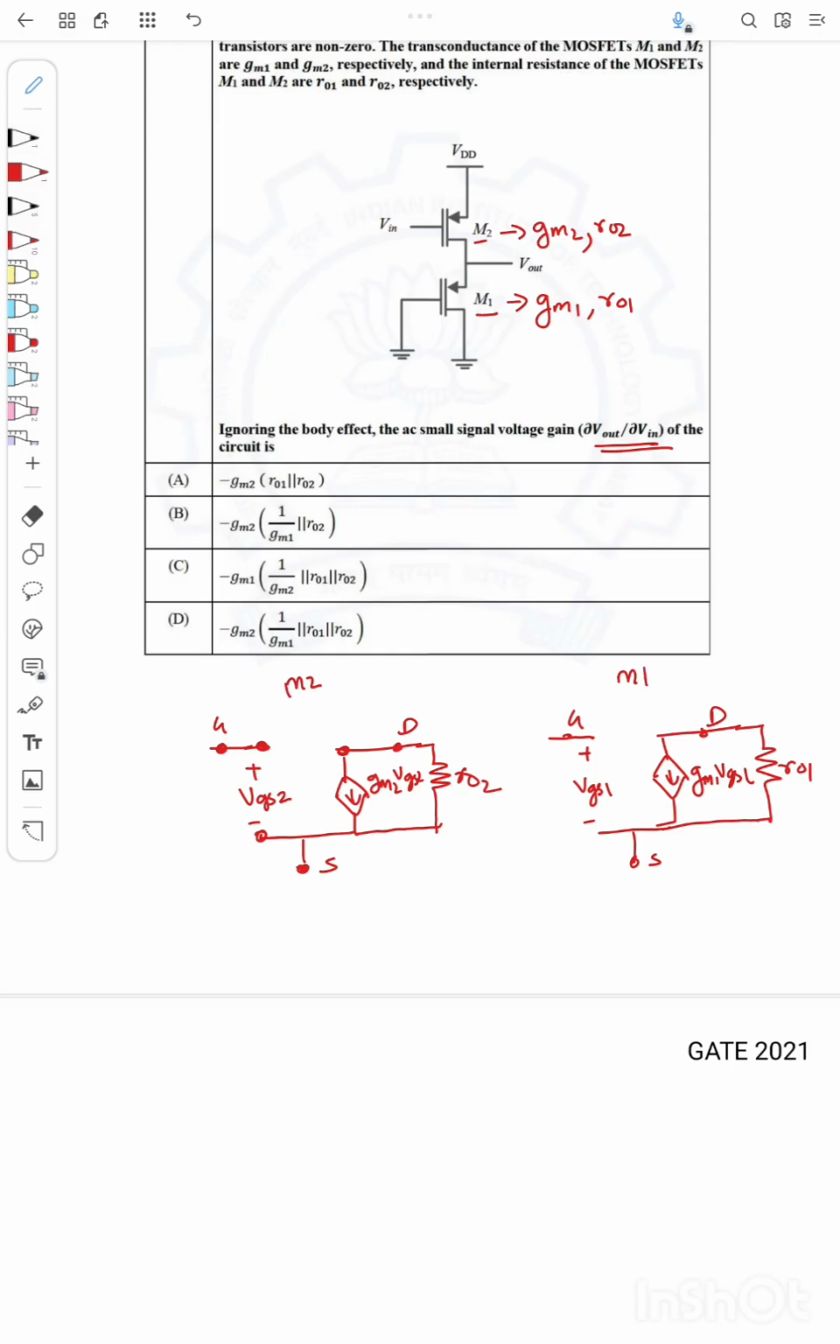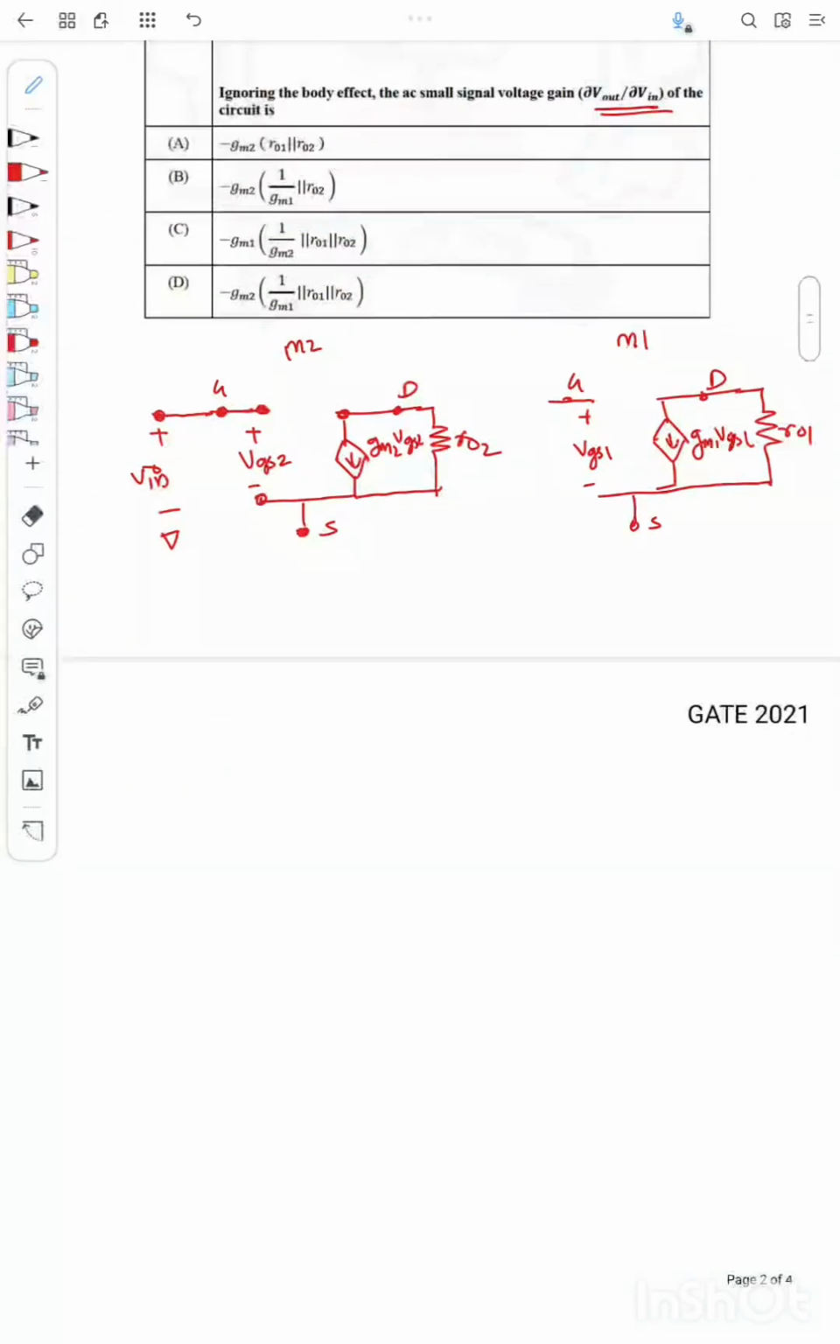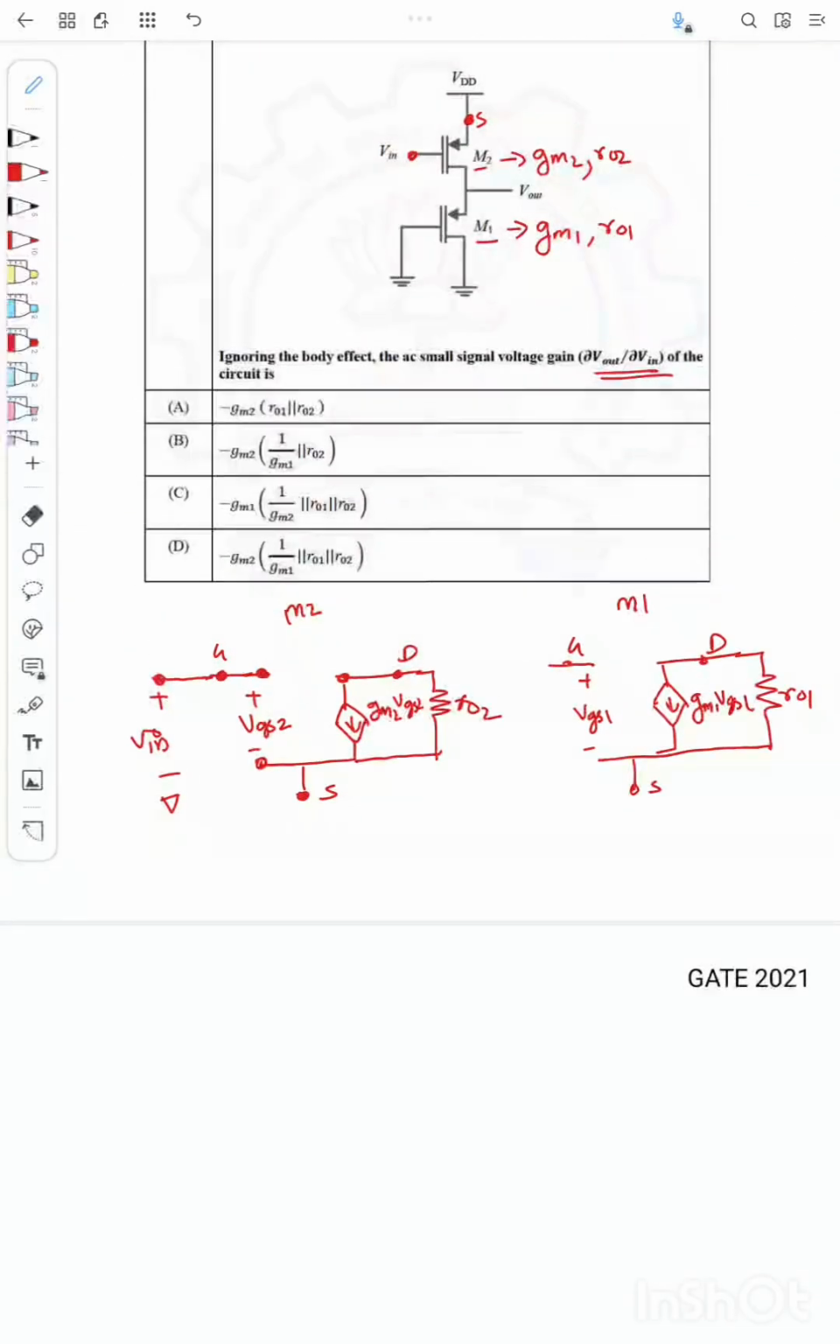The gate of M2 is connected to Vin, so here I have connected Vin to ground. What happens to the source? The source is connected to VDD. In small signal analysis we have to short circuit this DC voltage VDD to ground, so the source will be connected to ground. The drain is connected to Vout. So where is the drain? The drain is Vout.